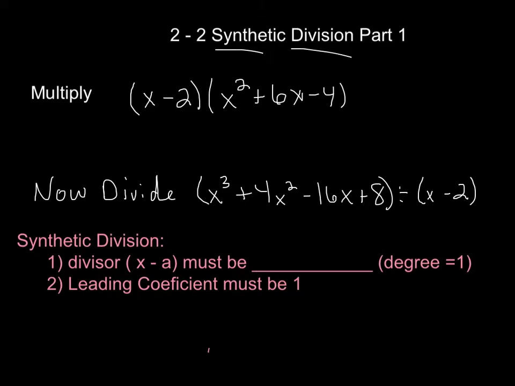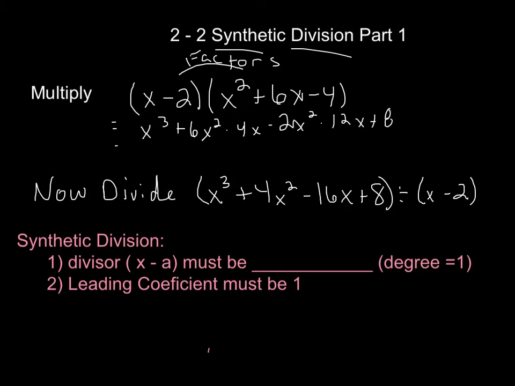We're going to start off by multiplying two factors. The first factor is a binomial, x minus 2, and the second factor is a trinomial, x squared plus 6x minus 4. So just use the distributive property, x cubed plus 6x squared minus 4x. Now distribute the negative 2. It's negative 2x squared minus 12x plus 8. Now combine like terms. So that's x cubed plus 4x squared minus 16x plus 8. And that is the product.